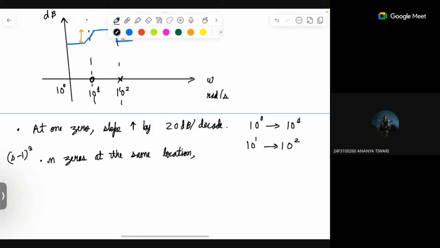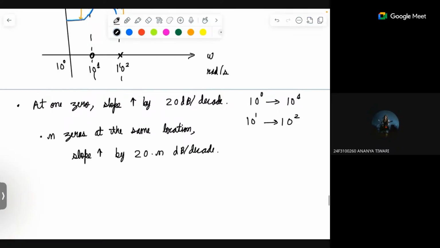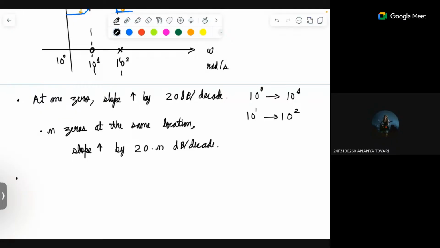Class, is this clear that this will have three zeros at s equal to 1? Yes, ma'am. So this is what I mean. If I have n zeros at the same location, then the slope will increase by 20 times n dB per decade. Similarly, for poles, it will decrease by the same amount.